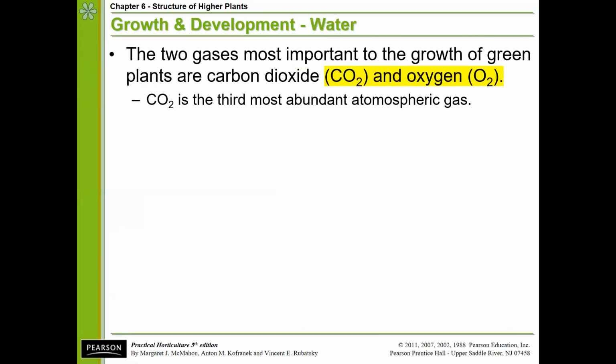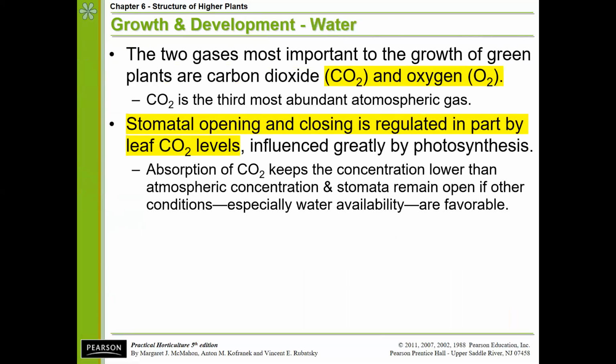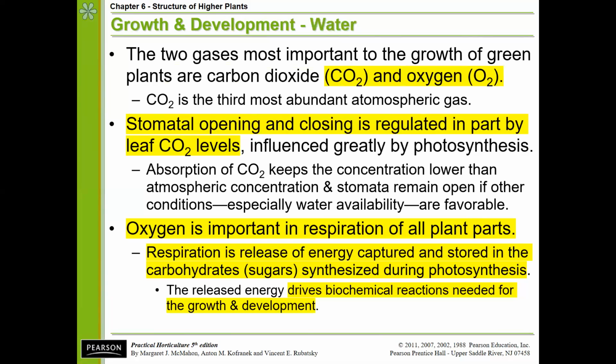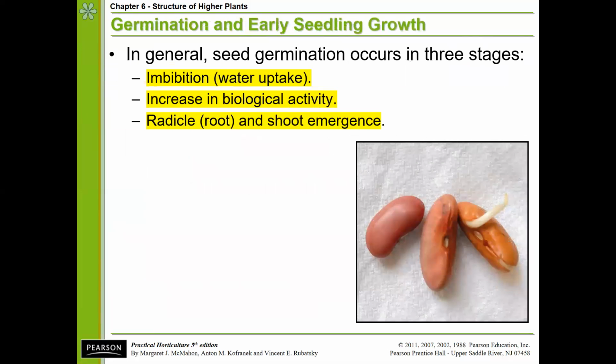Two important gases for the growth of green plants, CO2 and oxygen. Oxygen is needed mostly in the roots, but above ground parts need it as well. Carbon dioxide, as we know, is extremely important for plants for photosynthesis, also for stomatal opening, and oxygen is important in the respiration of plants and driving these biochemical reactions, which we'll talk about more in here in a little bit.